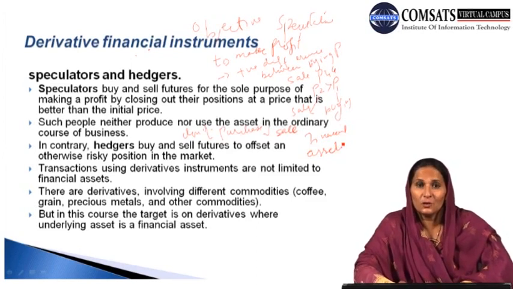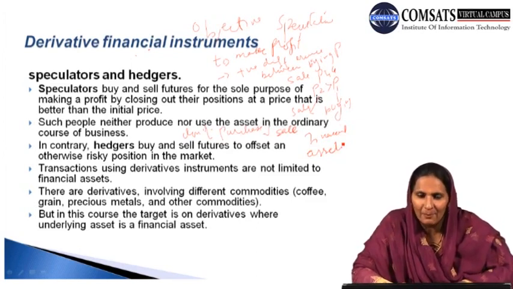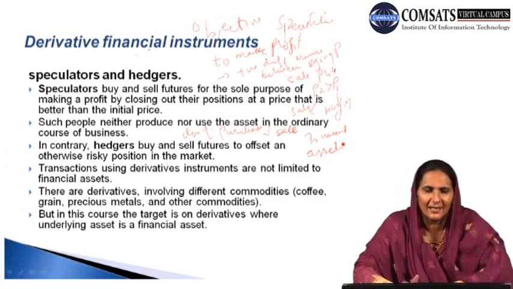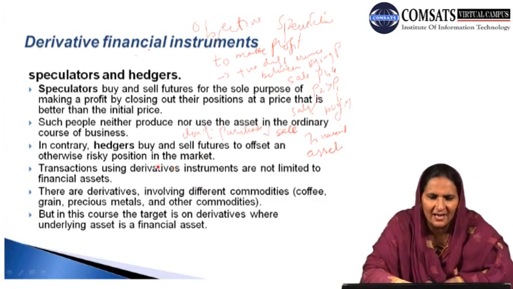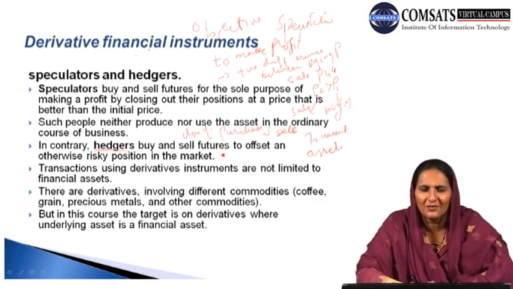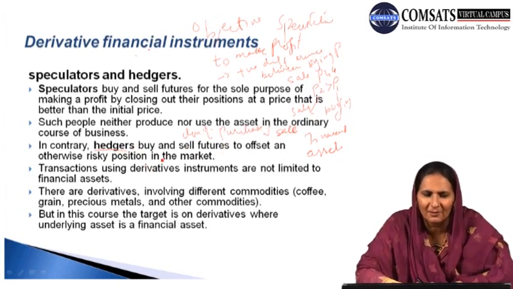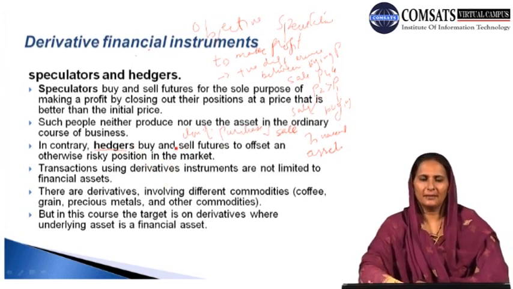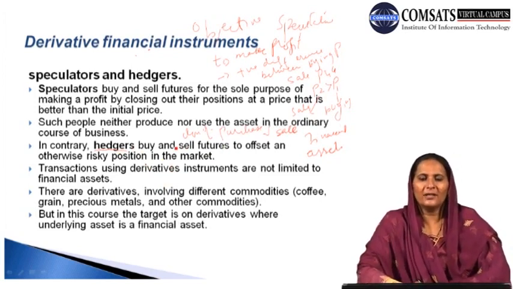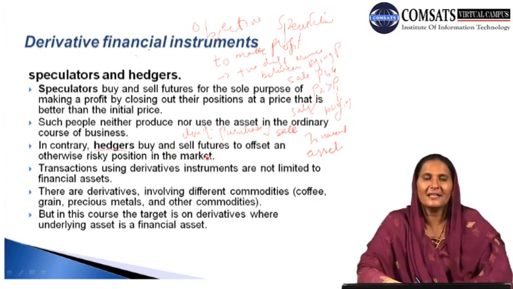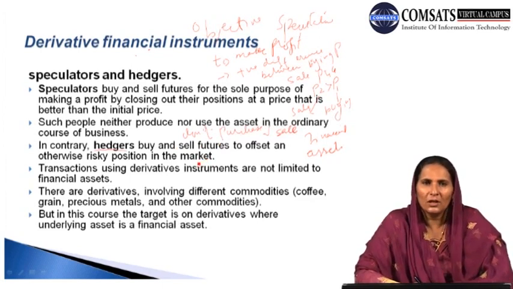Rather, they look at the situation when they are able to get the positive benefit of their purchase. On the other hand, what do the hedgers do? Hedgers buy and sell futures to offset an otherwise risky position in the market. They go into the future and take the future's decision. They like to undertake the future investment. So we can say speculators are more likely to avail the options.